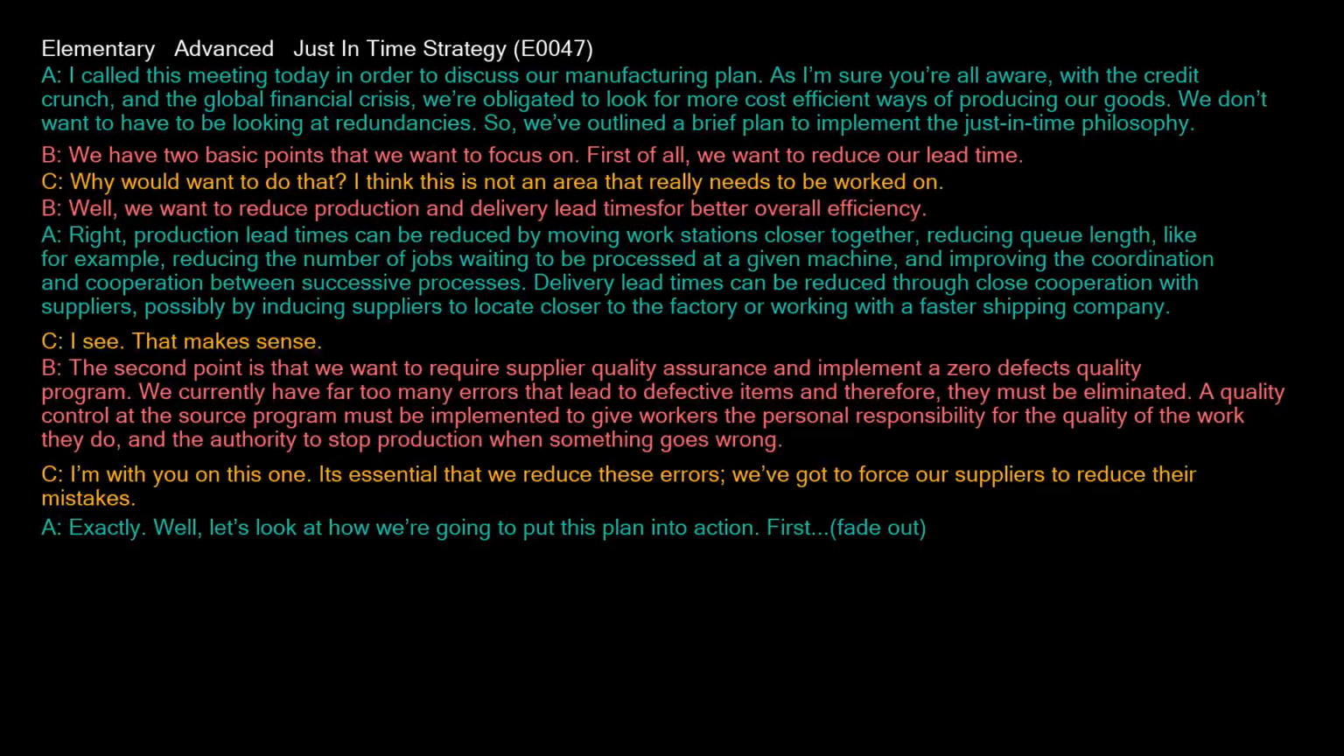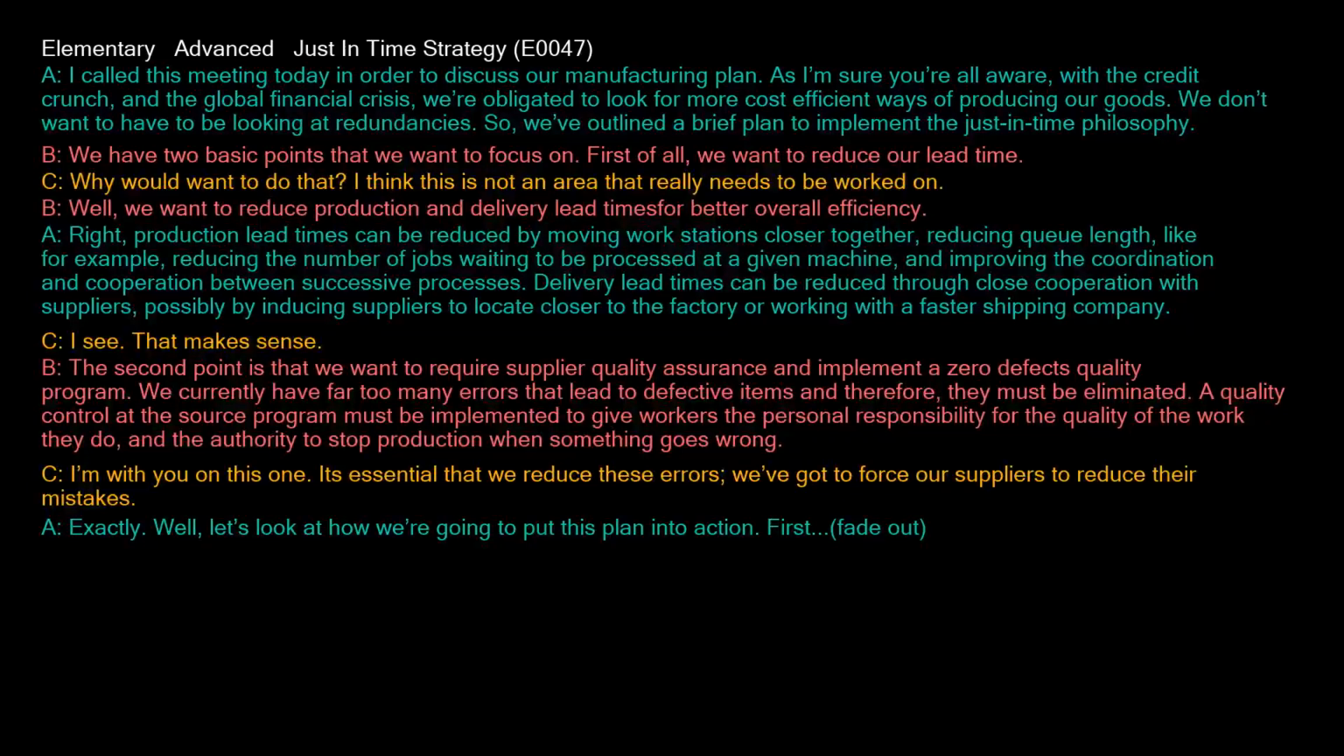First of all, we want to reduce our lead time. Why would we want to do that? I think this is not an area that really needs to be worked on. Well, we want to reduce production and delivery lead times for better overall efficiency. Right. Production lead times can be reduced by moving workstations closer together, reducing queue length, like, for example, reducing the number of jobs waiting to be processed at a given machine, and improving the coordination and cooperation between successive processes.